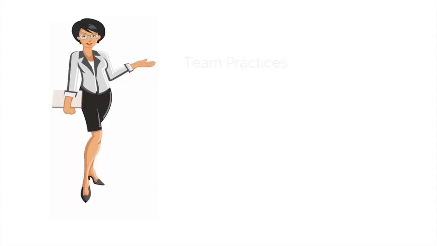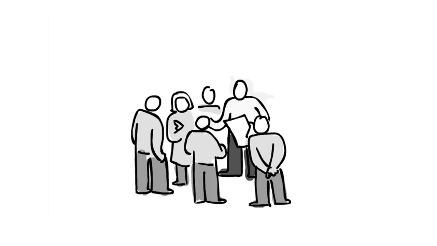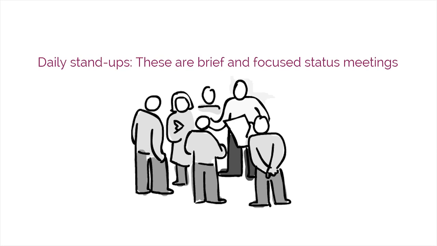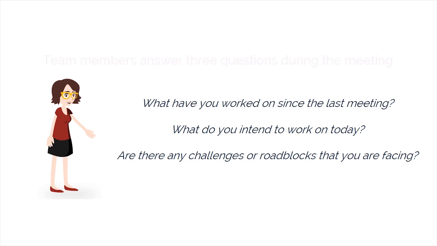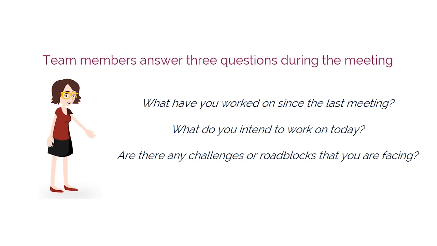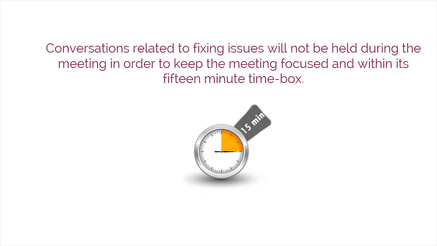Now let us discuss some team practices which can improve its efficiency. We will start with daily stand-ups. Daily stand-ups are brief and focused status meetings. Team members answer 3 questions during the meeting, which are: what have you worked on since the last meeting? What do you intend to work on today? And are there any challenges or roadblocks that you are facing? Conversations related to fixing issues will not be held during the meeting in order to keep the meeting focused and within its 15-minute time box.